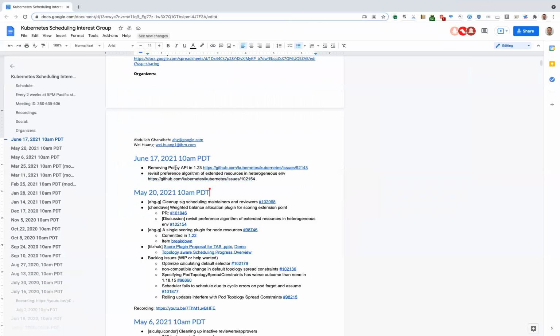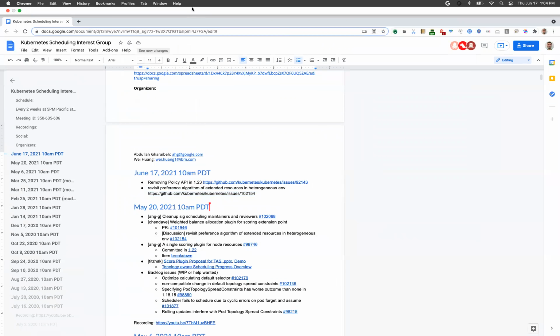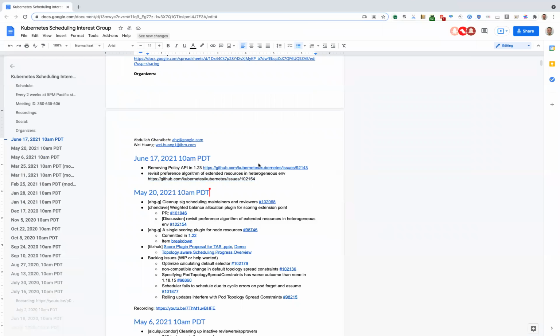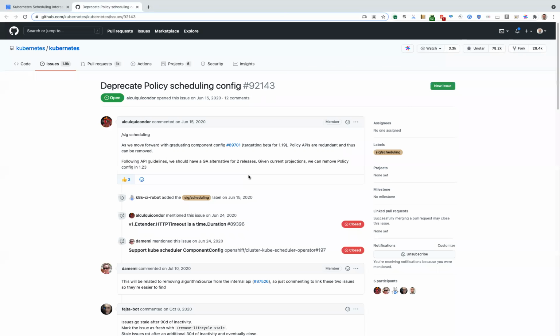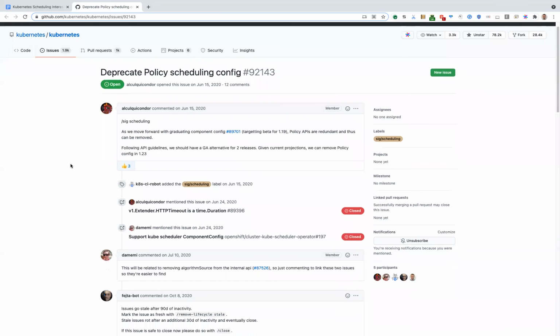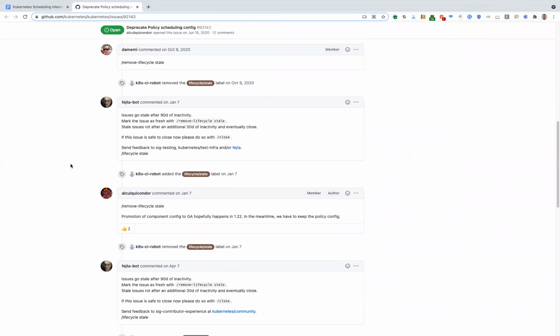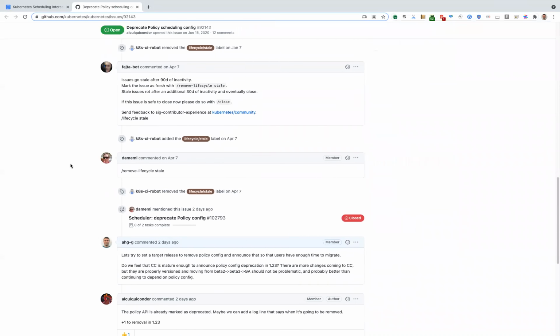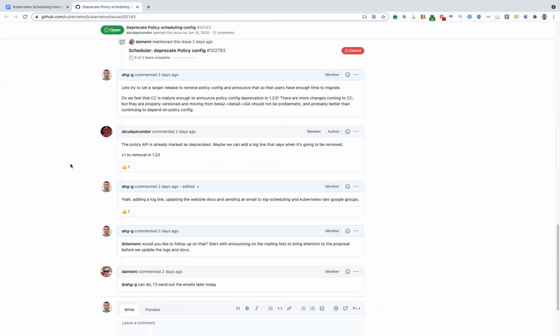So the first one is removing the policy API in 123. Mike, do you want to talk about that? Yeah, so just like I sent out an email to SIG scheduling and Kubernetes dev earlier this week, we've been planning to remove the policy API since, I think, 119 now, and replacing it with the plugin component config. So this is, I suppose, the official announcement that we're going to go ahead and remove this permanently in 123.